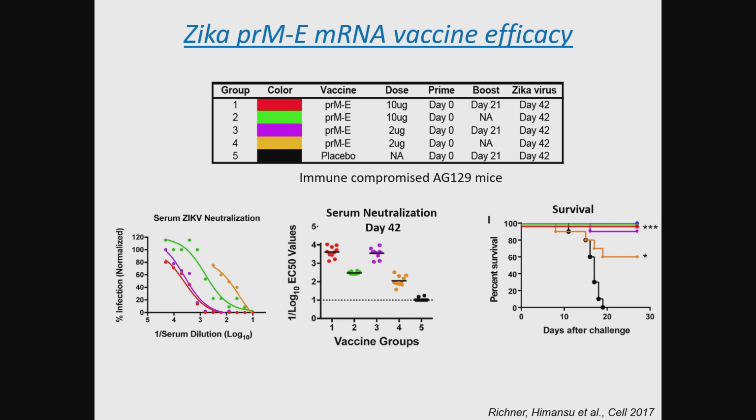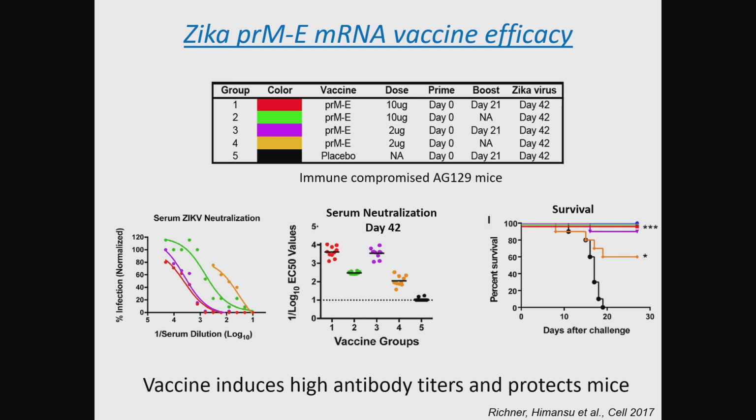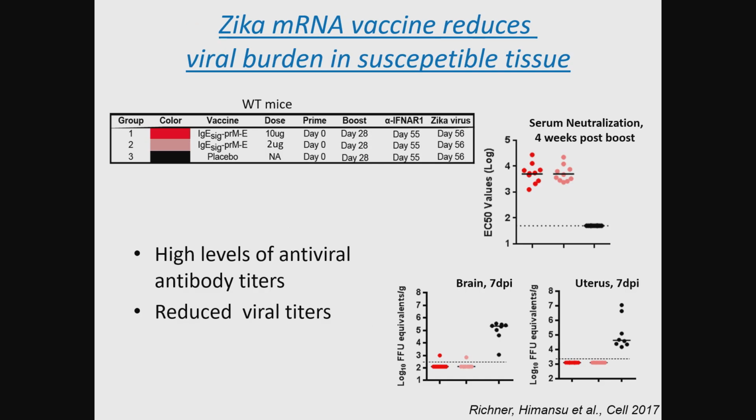And when we challenged these mice, looking at survival of these mice, you can see that the placebo mice here in black that did not receive the vaccine, these mice succumb to viral infection, but mice that were vaccinated were protected. And this protection correlated with the levels of neutralizing antibody titers. So the vaccine's inducing high antibody titers, and it's protecting our mice.